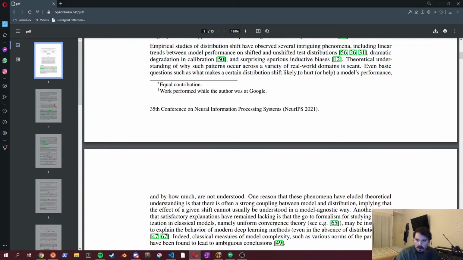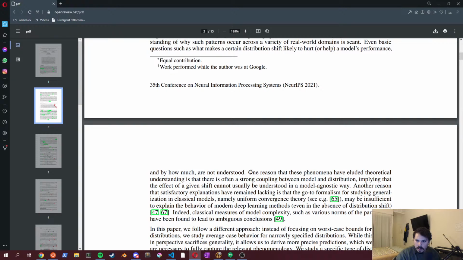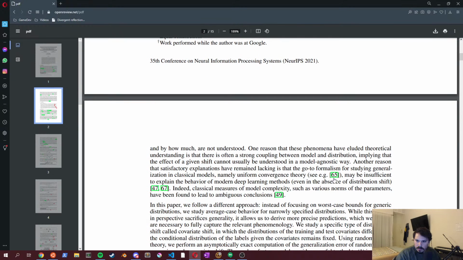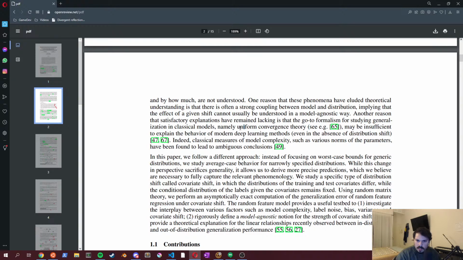Then they say it's hard to study this phenomenon, specifically because it often depends not only on the data but also on the model. And there's this uniform convergence theory, which I'm actually not familiar with, that they say is insufficient in deep learning.